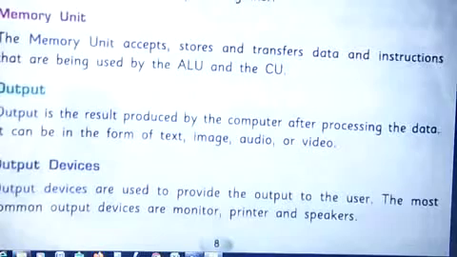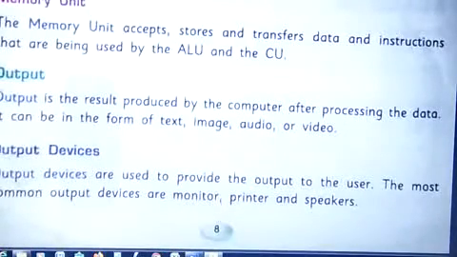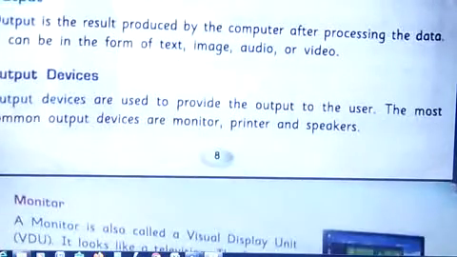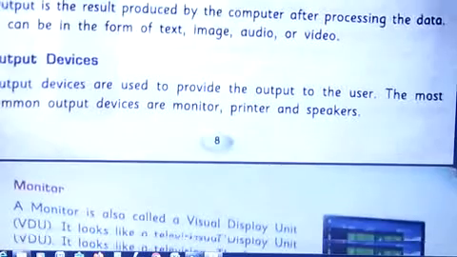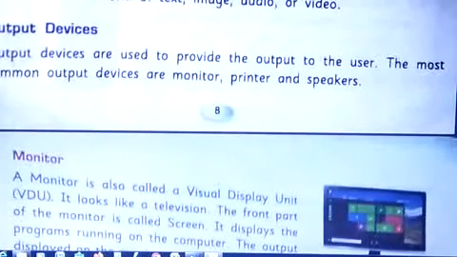Then after, output comes. Output is known as the result which was produced by the computer after the processing over the data. It can be in the form of text, image, audio or video according to the information or the instructions given to the computer in the form of input. Now next is output devices. Output devices are used to provide the output to the users. The most common output devices are monitor, printer and speakers.